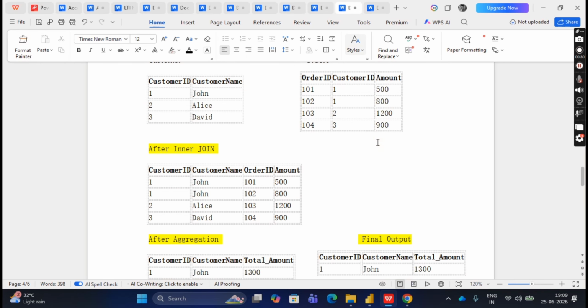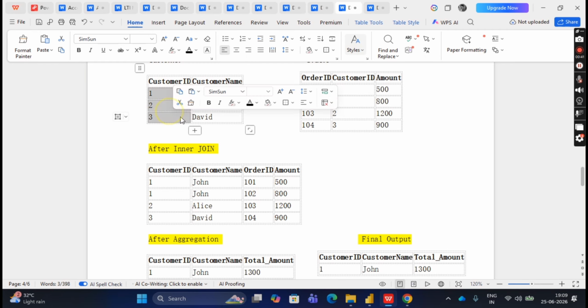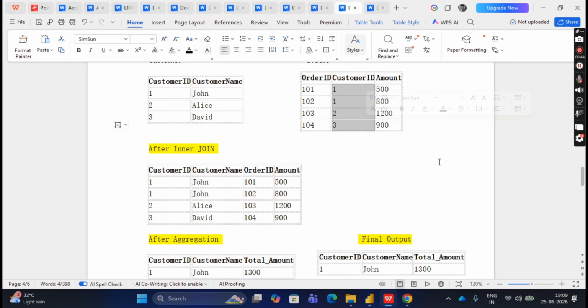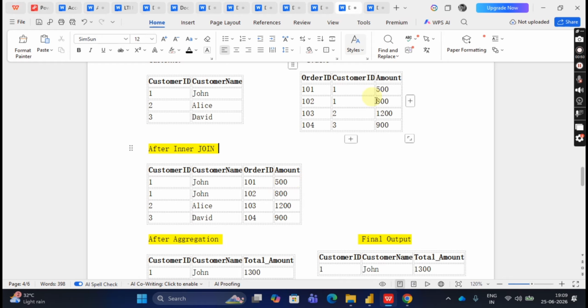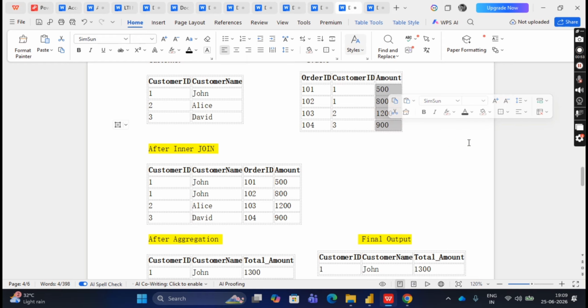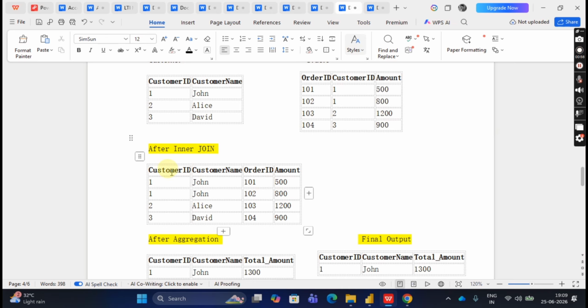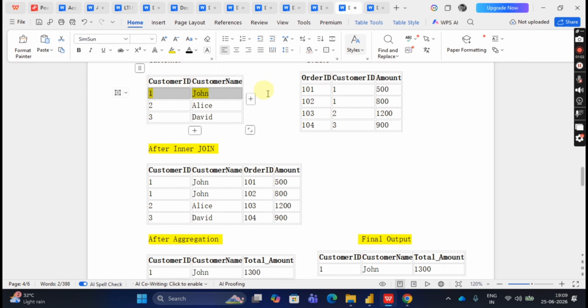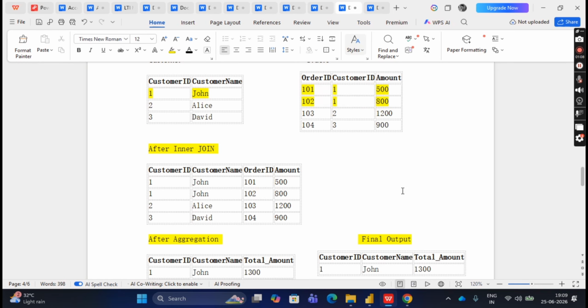In order to get the order amount for each of the customers, we will be doing an inner join, because for each customer ID in the customer table we have the corresponding order ID and customer ID in the orders table. So we will do an inner join to get the amount for each customer. After the inner join, this is the resultant table: the first row of the customer table, John, will try to match with all the rows of the orders table.